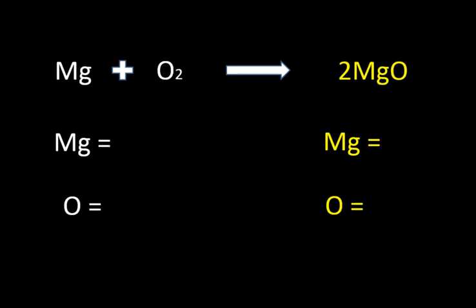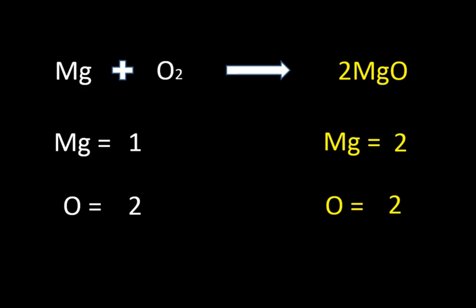Here's another one. Magnesium, oxygen, creating magnesium oxide. On the left, we have 1 magnesium. We have 2 oxygen. On the right, we have 2 magnesium, and we have 2 oxygen. The oxygens are balanced, but the magnesiums are not balanced.